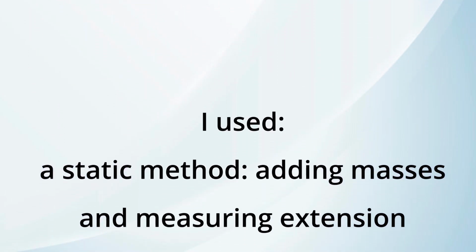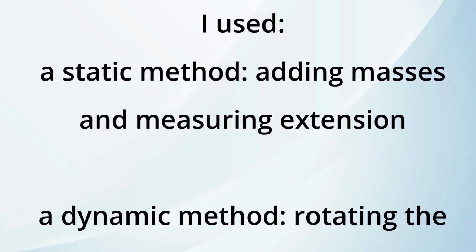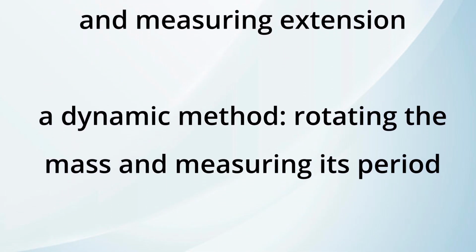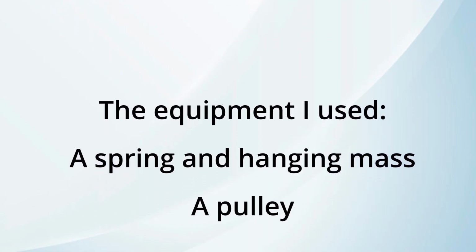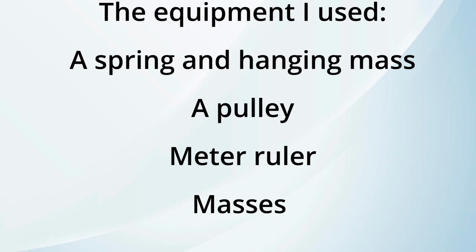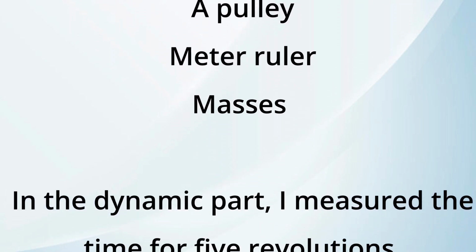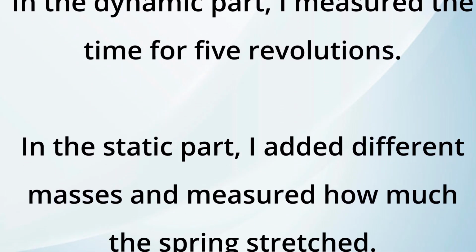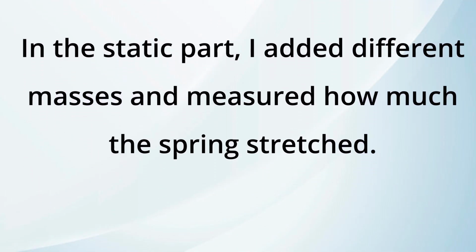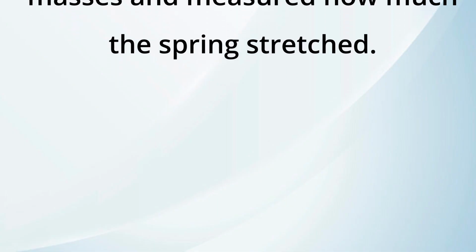I used a static method, adding masses and measuring extension, and a dynamic method, rotating the mass and measuring its period. The equipment I used: a spring and hanging mass, a pulley, a meter ruler, and masses. In the dynamic part, I measured the time for 5 revolutions. In the static part, I added different masses and measured how much the spring stretched.